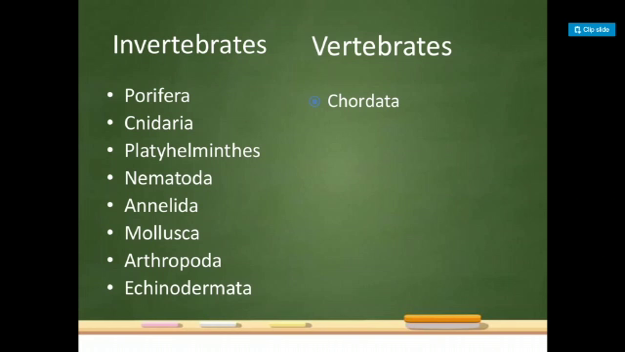So these are the pseudocoelomates, while the coelomates start from the phylum Annelida to phylum Chordata. So the Annelida, molluscans, arthropods, echinodermates, and the chordates, these are all members of the coelomates, which have the true type of body cavity.